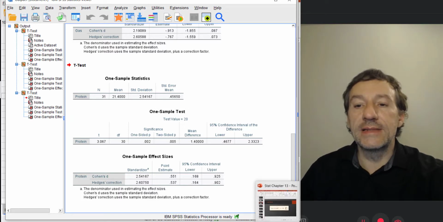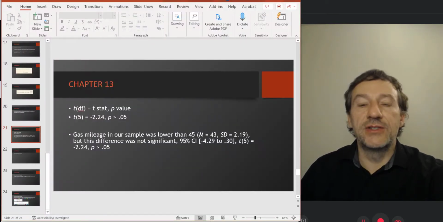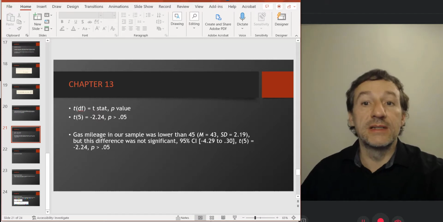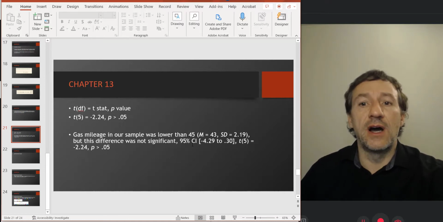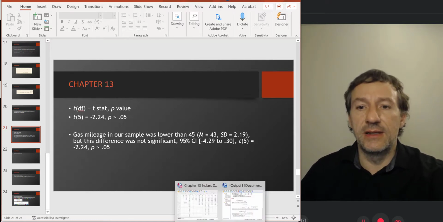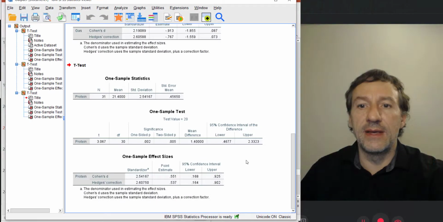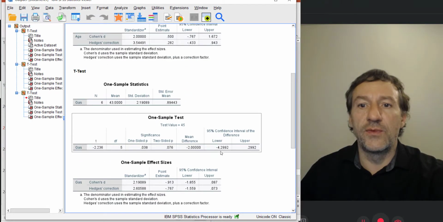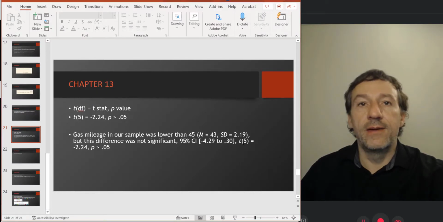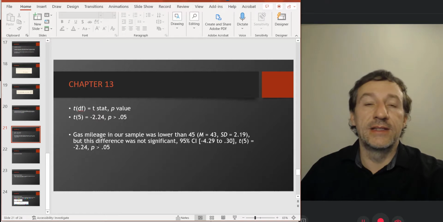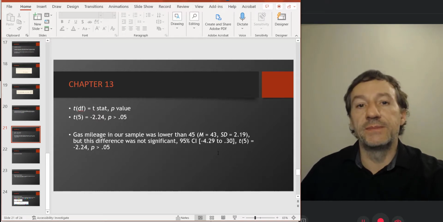How you would write this up. Like in the gas mileage, our sample was lower than 45, and you'd list the mean and the standard deviation, but the difference wasn't significant. We're going to list those confidence intervals, which again you can do by hand, or you can get them from the table here, -4.2 to 0.299. You list the t, followed by the degrees of freedom, equals whatever that t statistic is, and in this case it was p is greater than 0.05.